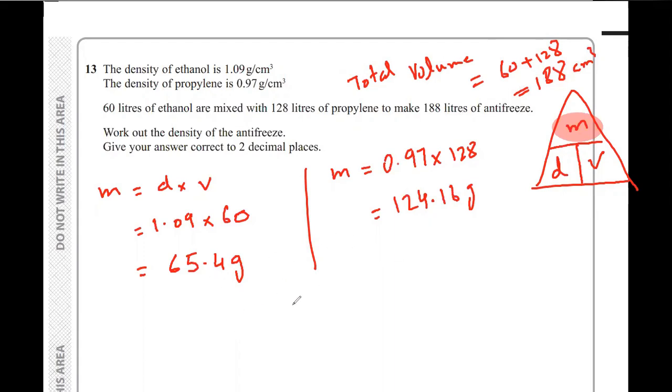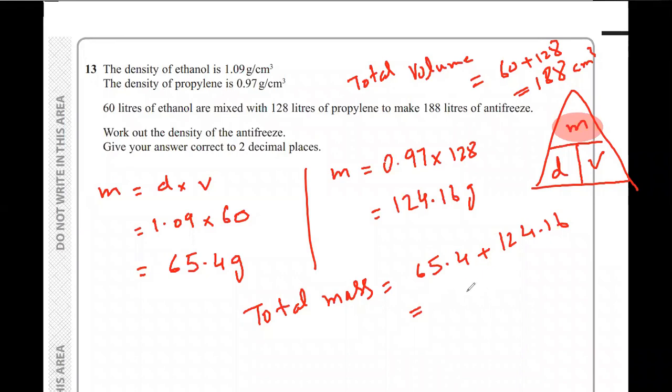And what's the total mass? 65.4 and 124.16. That gives 189.56. If you know the mass and if you know the volume, what do you think we need to do? How can we work out density?